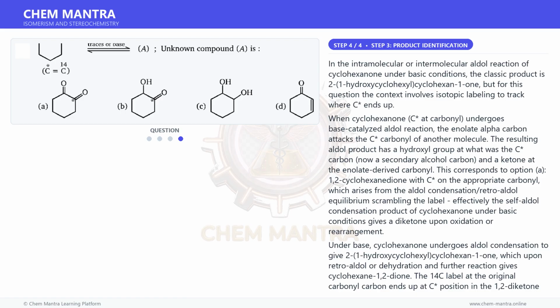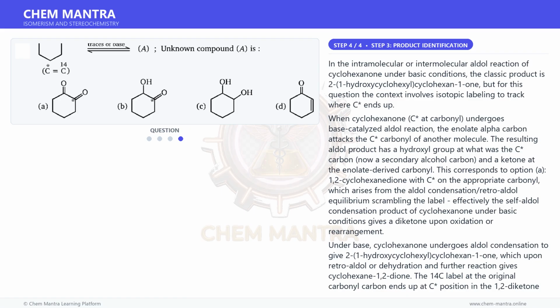This corresponds to option A, 1,2-cyclohexanedione with C** on the appropriate carbonyl, which arises from the aldol condensation retroaldol equilibrium scrambling the label, effectively the self-aldol condensation product of cyclohexanone under basic conditions gives a diketone upon oxidation or rearrangement.